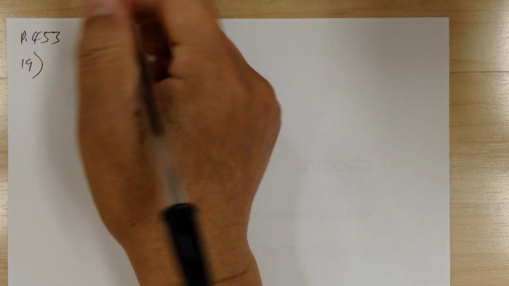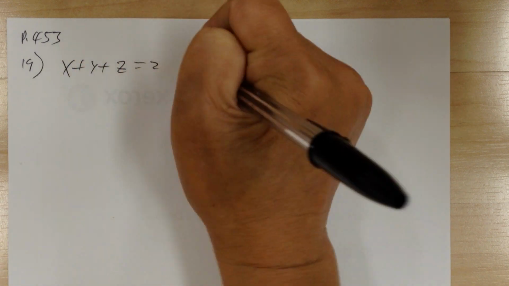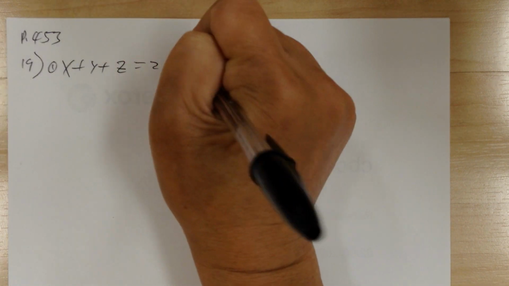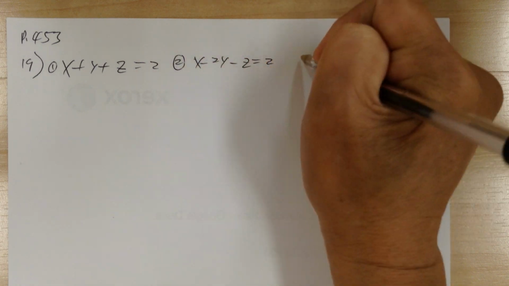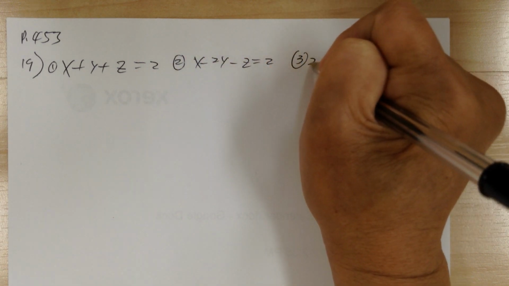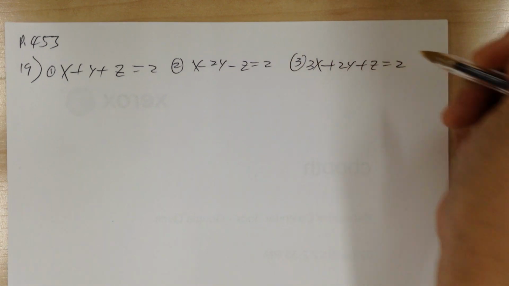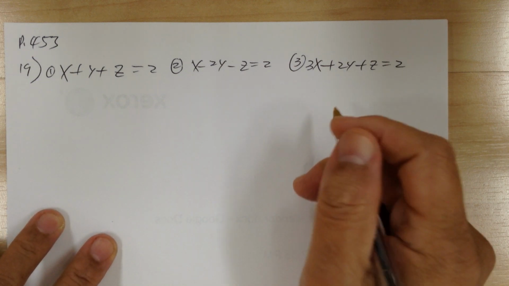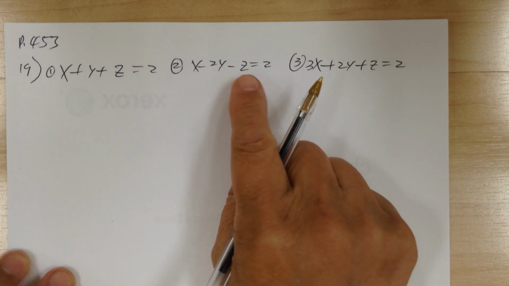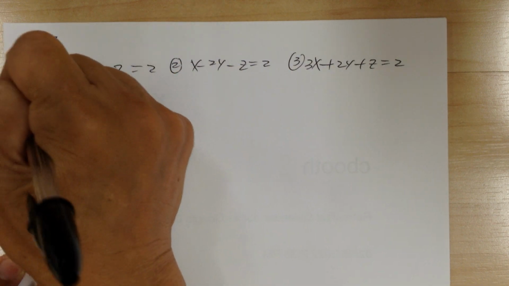Okay, number 19. You got a system of equations, so you got x plus y plus z equal to 2. That's equation 1. Equation 2, you got x minus 2y minus z equal to 2. Equation 3, you got 3x plus 2y plus z equal to 2. So I'm going to try to eliminate the z. So I'm doing 1 and 2.